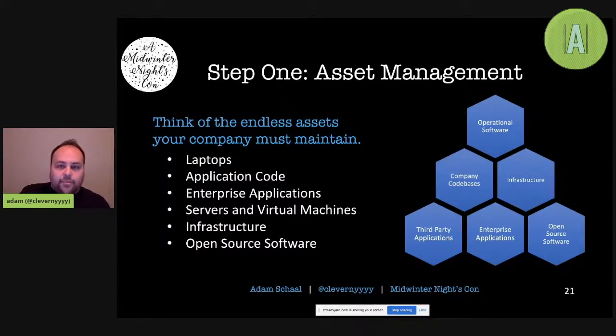It could be laptops. What kind of laptops have you handed out? It could be application code that you're shipping, enterprise applications that you're serving, like on a website. It could be servers, virtual machines, infrastructure. Are you hosting open source software? All kinds of things can come in as an asset. You can consider them assets. So how was I going to track all of that?